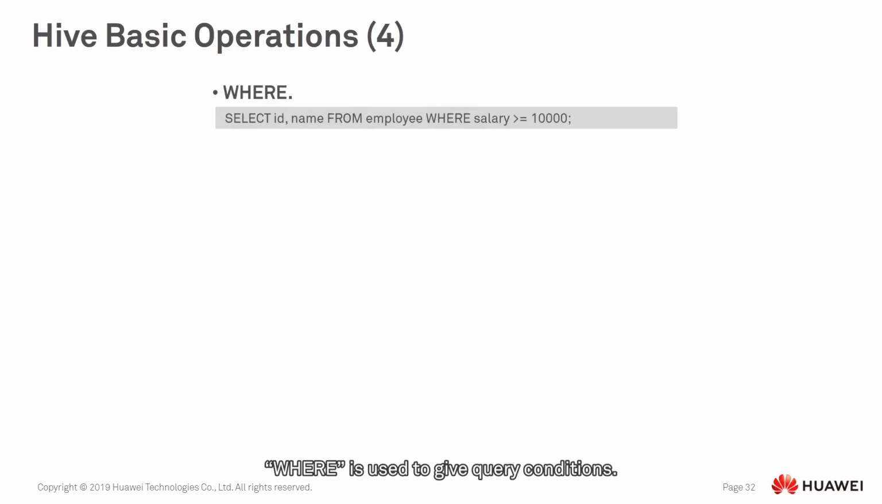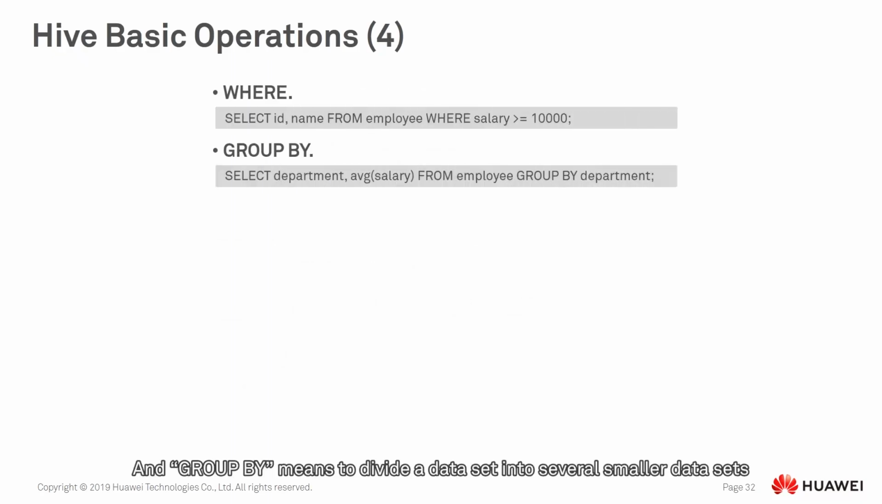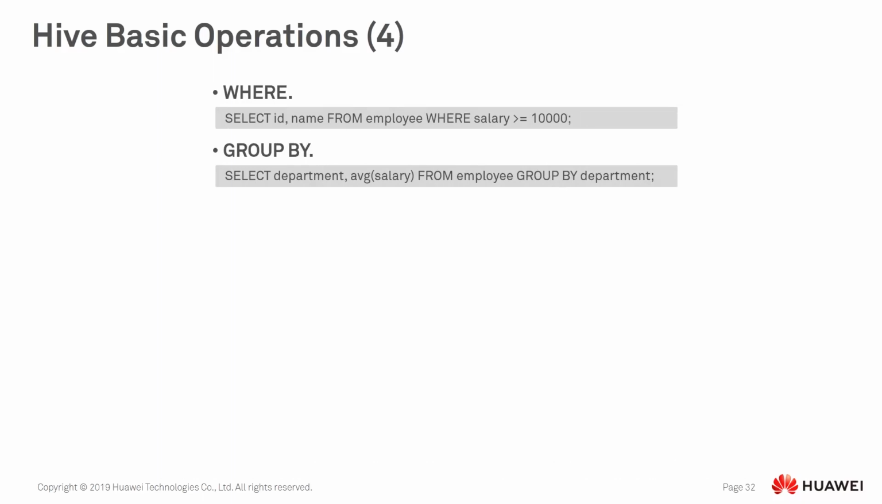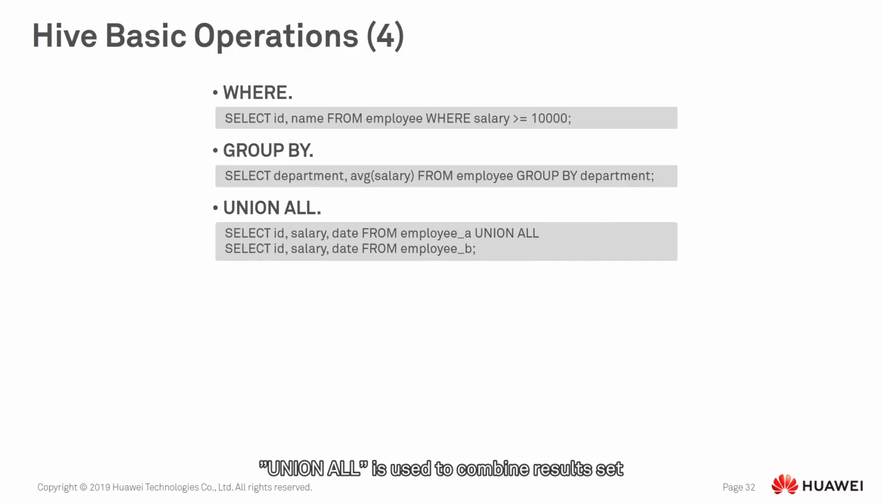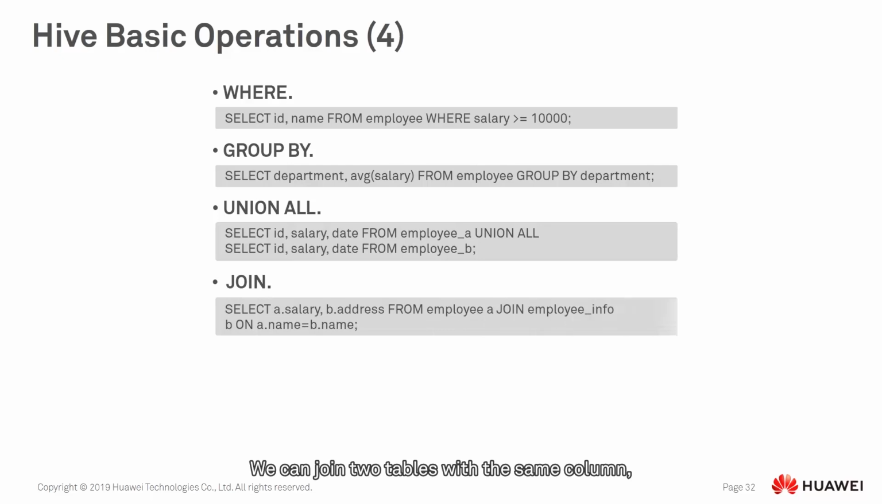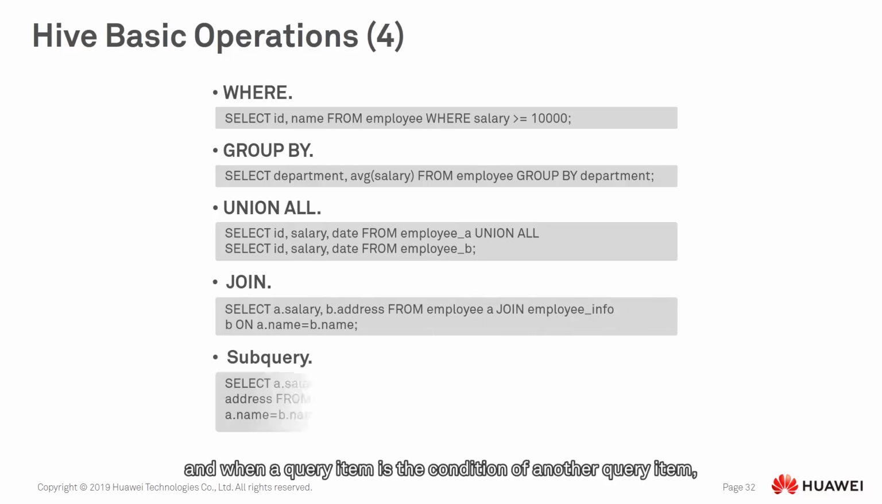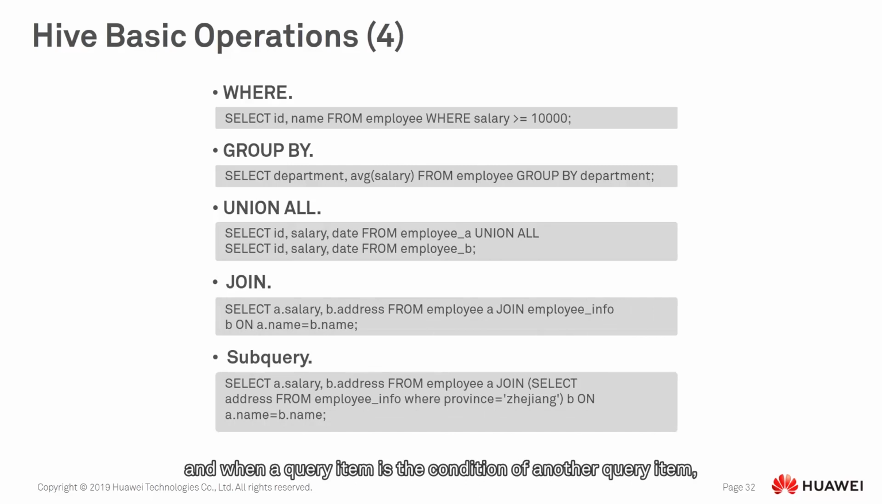Where is used to give query conditions, and group by means to divide a dataset into several small datasets based on certain rules, and data processing is performed on the small datasets. Data can be grouped by using the aggregation function. Union all is used to combine result sets of two or more select statements. The result set can contain the same value. We can join two tables with the same column, and when a query item is the condition of another query item, this is called a subquery.